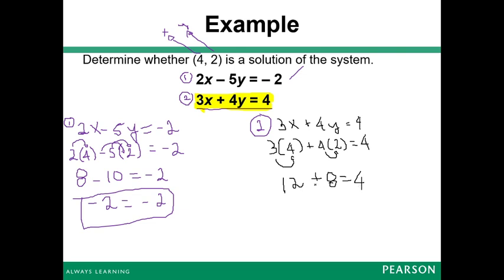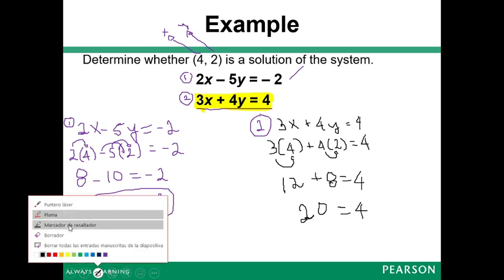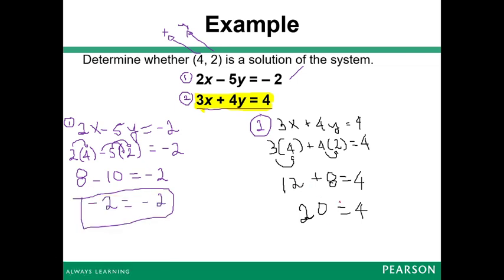Now, 12 plus 8, 20. So 20 equals 4? So you're right, you said it's not a solution. What happened here? Because 20 is different from 4. So this is not a solution. This one is a solution. Look at that. We have at this moment two different equations, and the first equation is a solution, but the second one is not a solution. It's wrong. Very good for the people that said it's not.